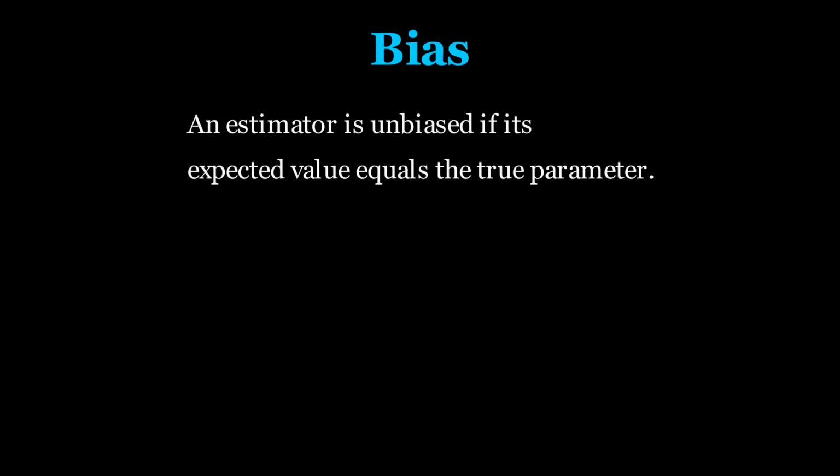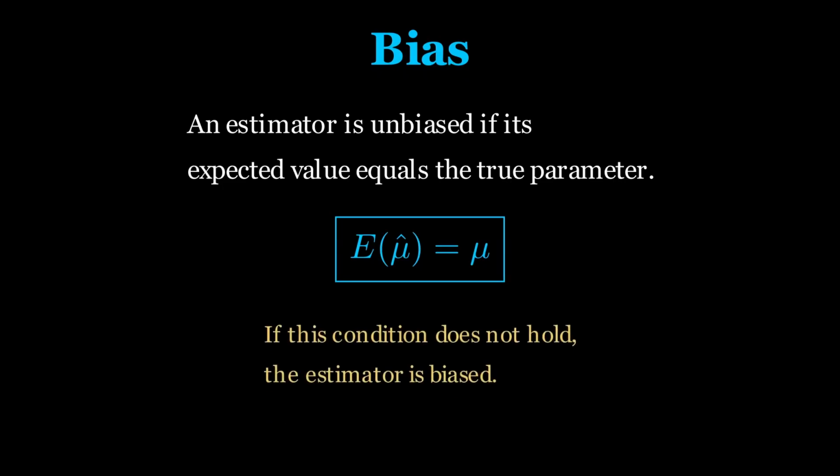An estimator is considered unbiased if its expected value equals the true parameter value. In other words, mu hat is an unbiased estimator of mu if the expected value of mu hat equals mu. This means that on average, across all possible samples, our estimator hits the target. No systematic overshooting or undershooting. And if this condition does not hold, then the estimator is biased. It consistently misses the mark in one direction.